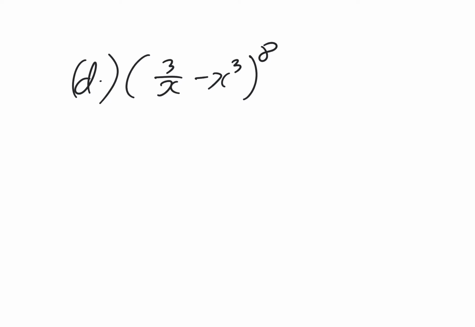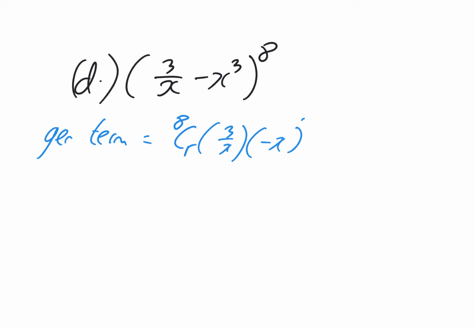Okay, last one. We have got 3 over x minus x cubed, to the power of 8. A wee bit different looking, but same idea. Again, you're just going for your general term. General term is going to be 8Cr times 3 over x to the power of something, and then minus x cubed. Oops, sorry, that was minus of x cubed.